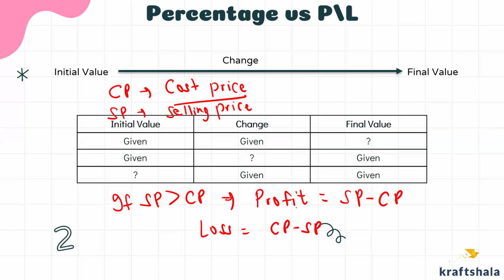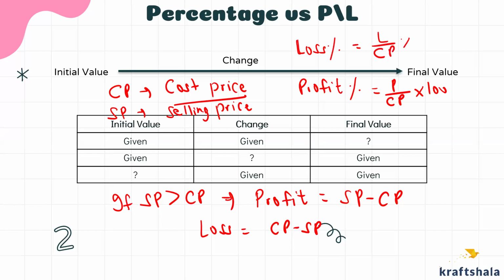ठीक है, ये सब I think you must be knowing already. Profit percent. Profit percent निकालते हैं, profit upon CP into 100. Into 100 क्यों कर रहे हैं? Fraction to percentage conversion. I told you whenever you have to convert a fraction into percentage, you will multiply by 100, right? So profit percent is profit upon CP into 100, and loss percent is loss upon CP.